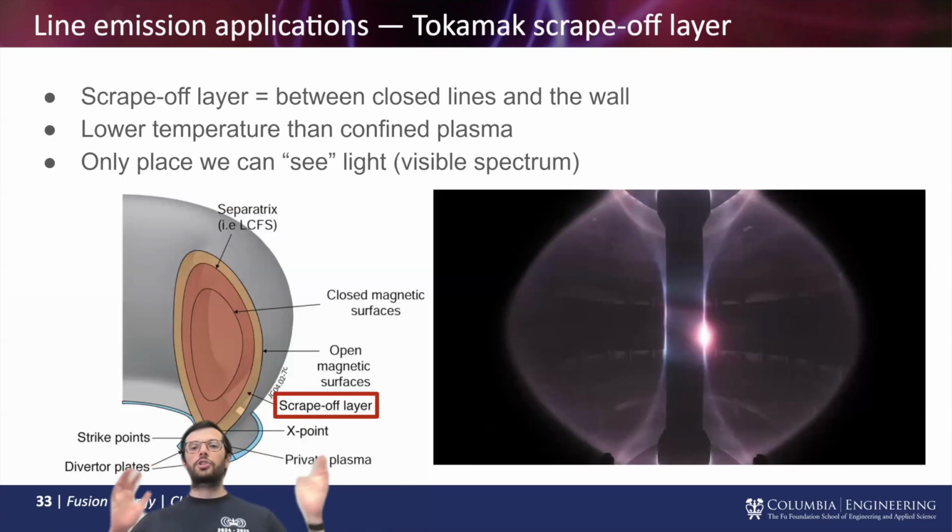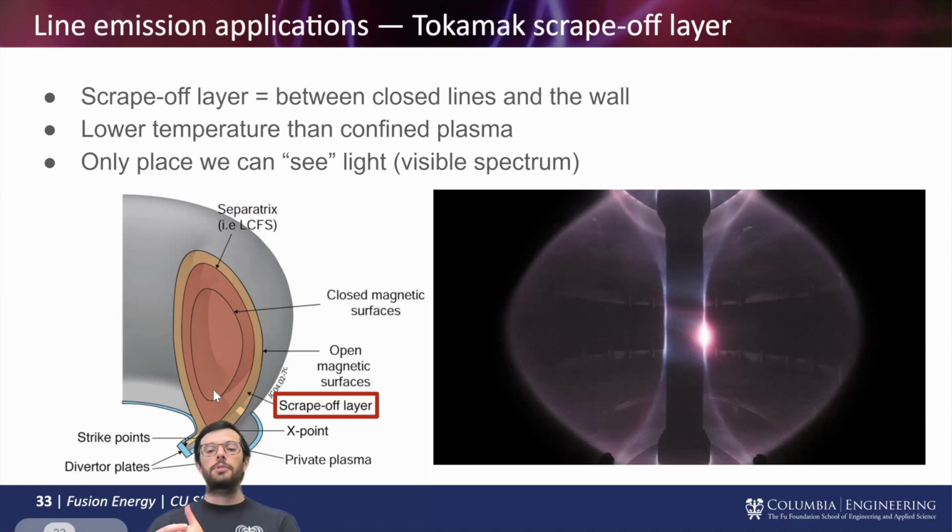So we use it in the scrape-off layer. If you remember, this is an example of the kind of magnetic bottle that we build. So that's the red part, that's confined plasma. But outside the confined plasma, between the last closed flux surface, which is the last confined plasma part, and the wall, there's still plasma there. It's much lower temperature, and we call it the scrape-off layer. And that is a low enough temperature that it actually has line emission.